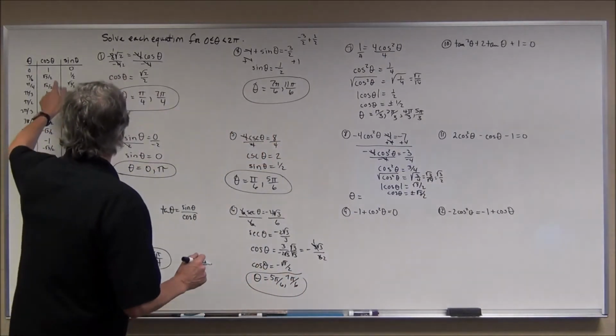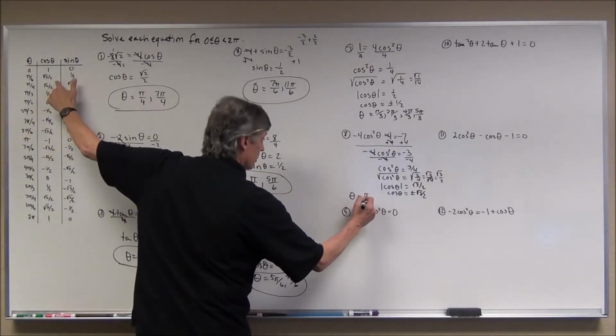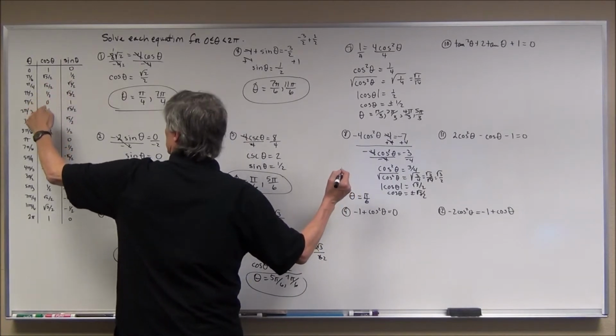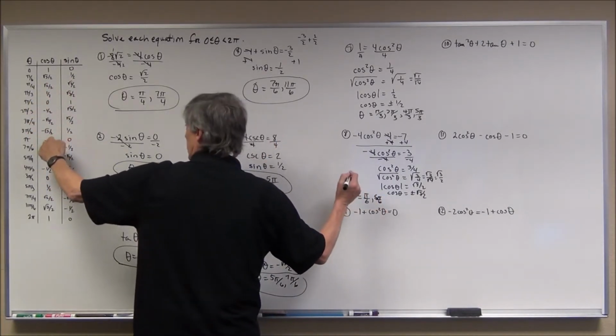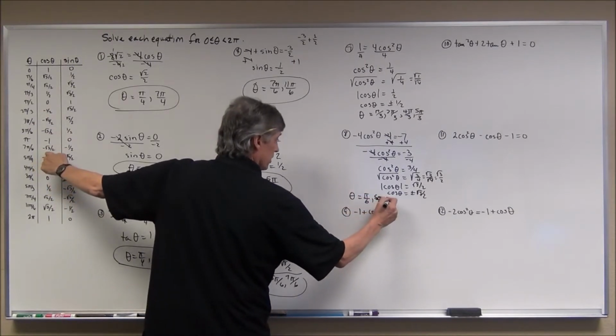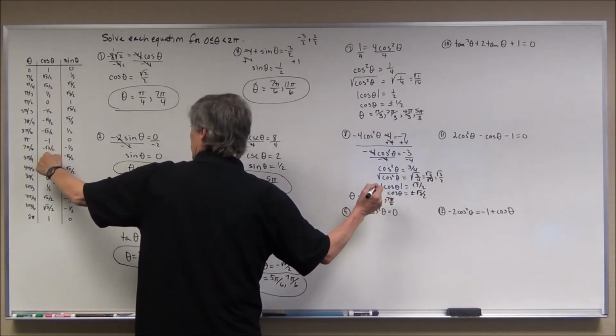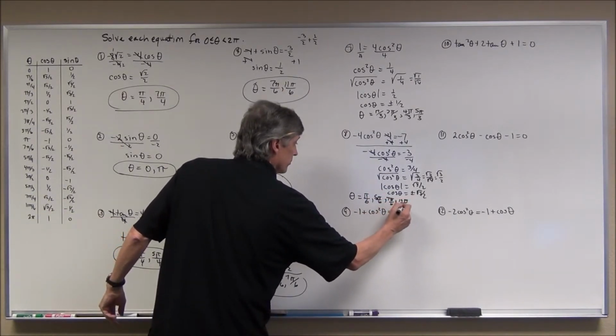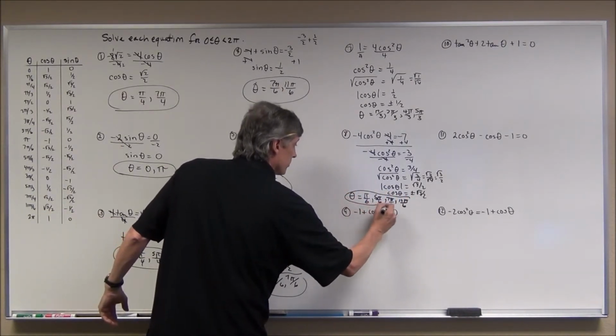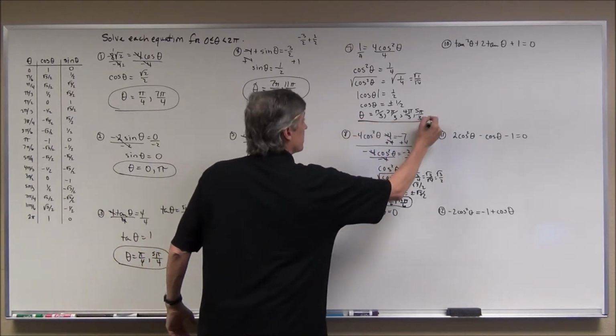So that happens at pi over 6. That happens at 5 pi over 6. That happens at 7 pi over 6. And that happens at 11 pi over 6. All right.